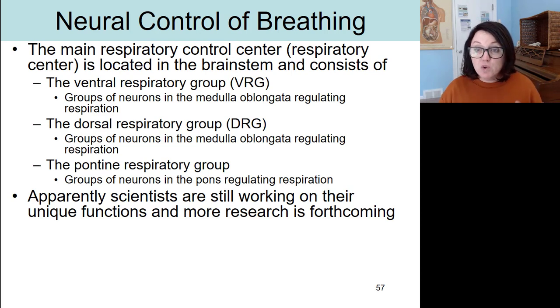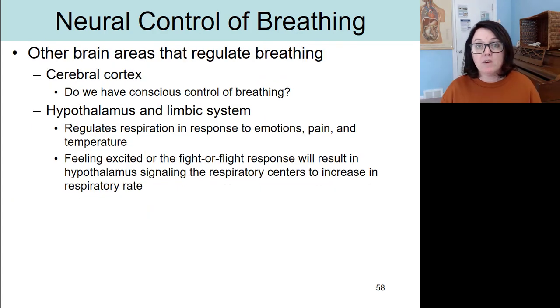Scientists are still working on the unique functions of these different nuclei. There is still debate and research going on, so I don't want to actually give you any misinformation. So we're just going to say that these areas do control respiration, but we're not going to go into the details. There are other areas of the brain that control breathing.